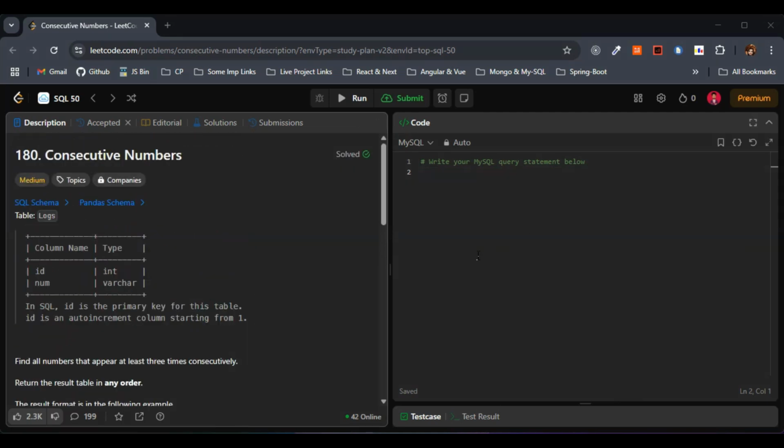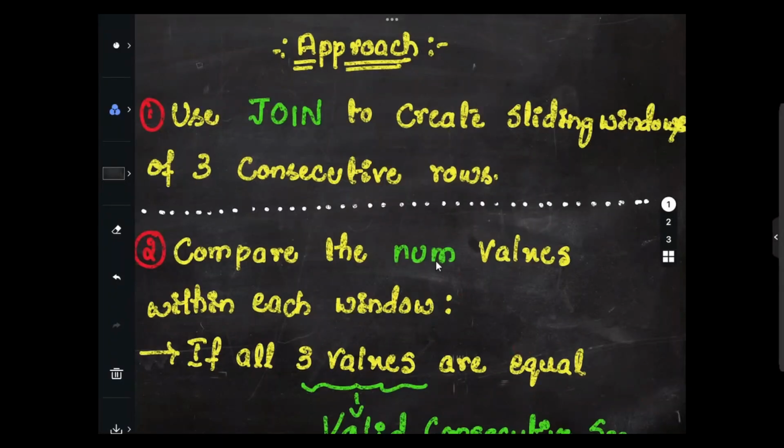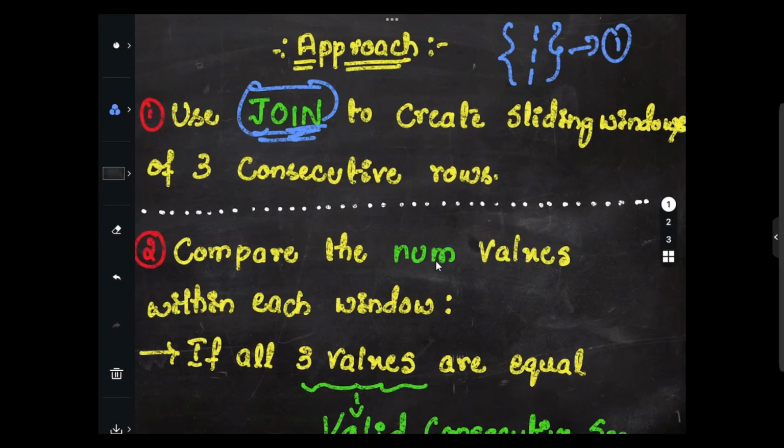Now let's first discuss the approach and then write the query. The first step is we'll make use of the join keyword. Why? We have to create sliding windows of 3 consecutive rows, because in the example we saw that 1 was repeated thrice consecutively. That is the reason we returned 1. Only 1 was there for example 1, so the output was only 1 in the consecutive nums column.